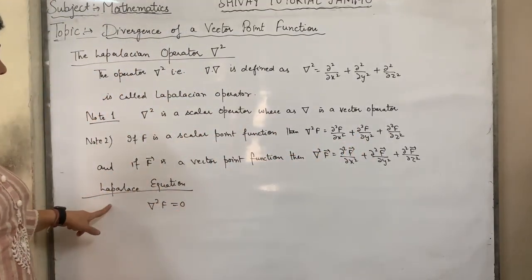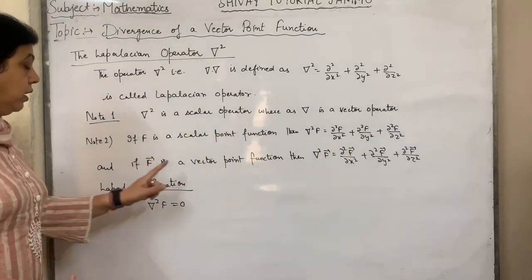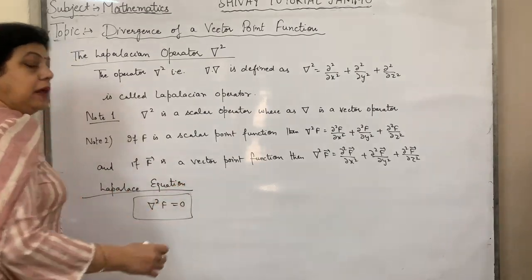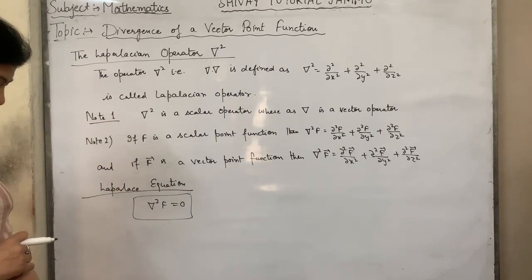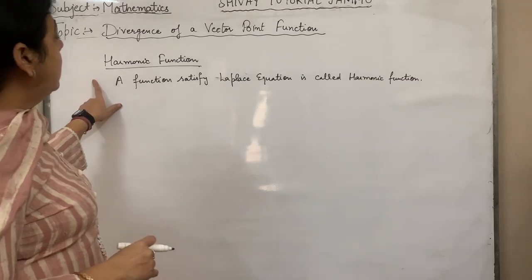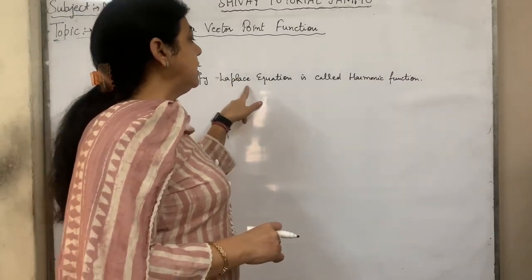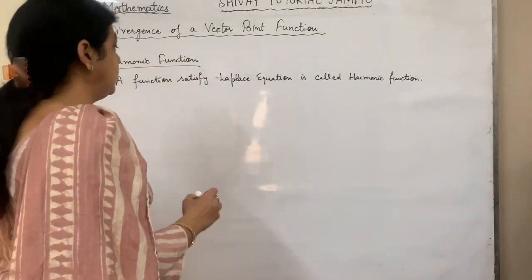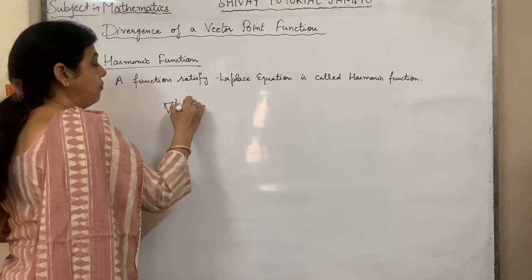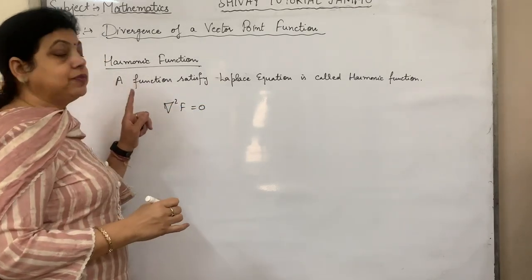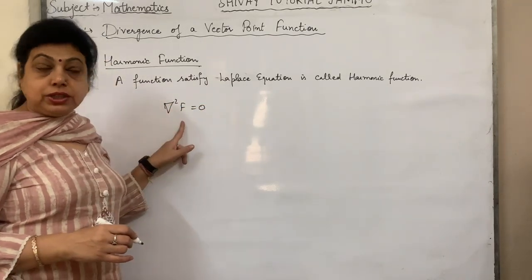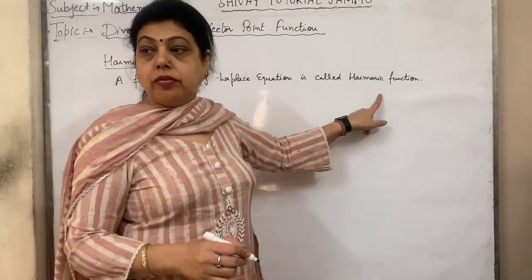And what is Laplace equation? If del square f is 0, this equation is known as Laplace equation. Okay? What is a harmonic function? A function that satisfies Laplace equation. And what is Laplace equation? That is del square f is 0. If a function satisfies this equation, then the function is known as a harmonic function. Clear?